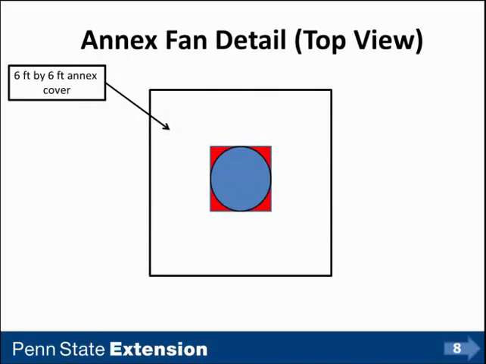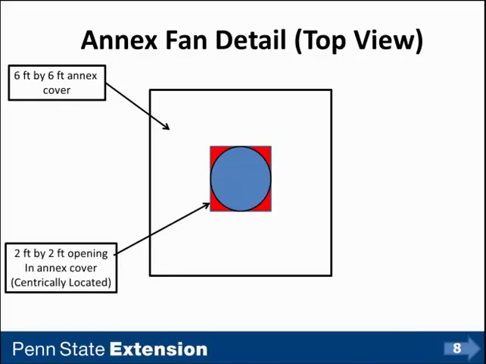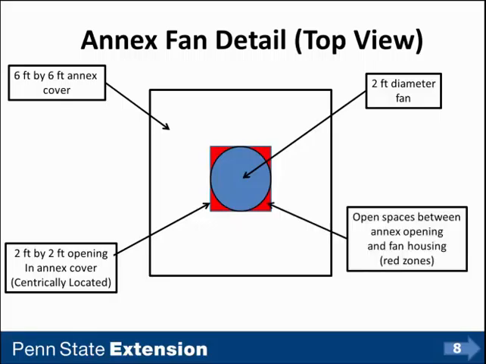This is a top view of the annex showing the 6 by 6 foot annex cover with a centrally located 2 foot by 2 foot opening and a 2 foot diameter fan. And the red zones are open spaces between the annex opening and the fan housing. So we're not going to make any effort to plug those up or seal those or stuff them with anything.